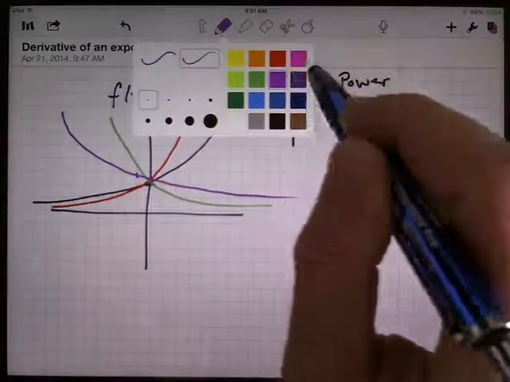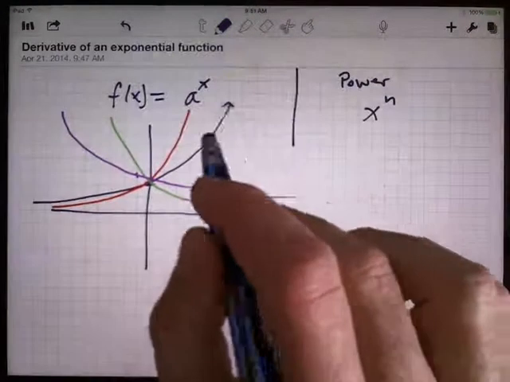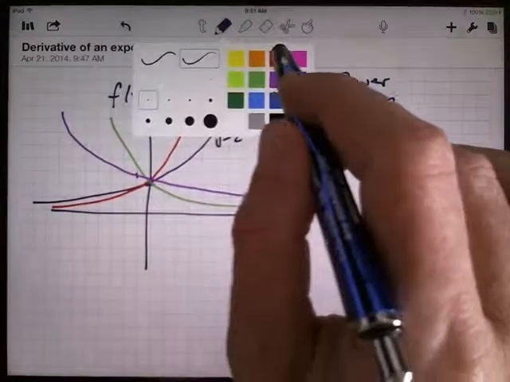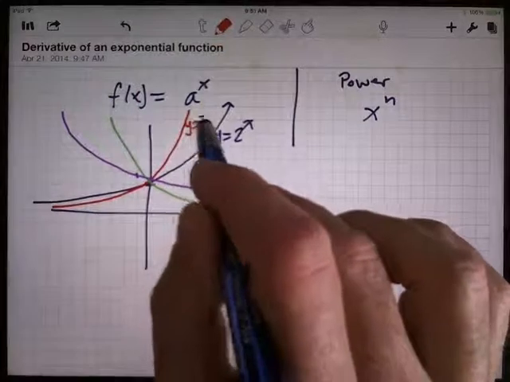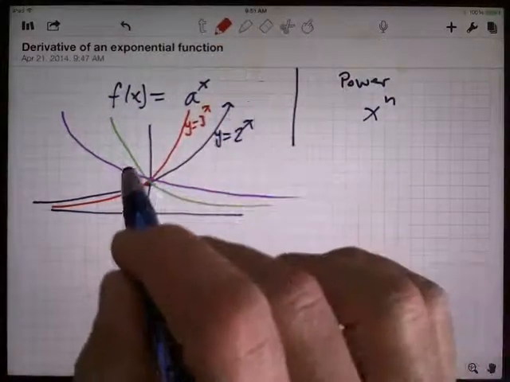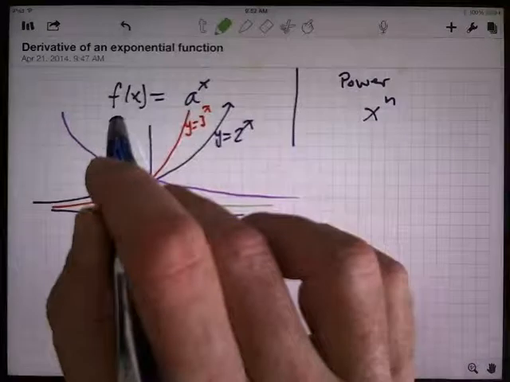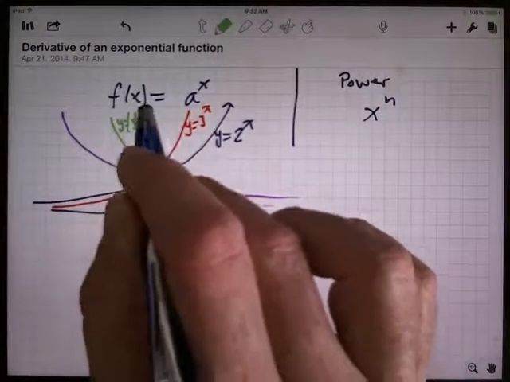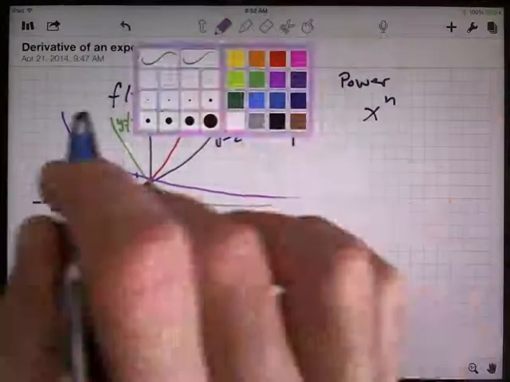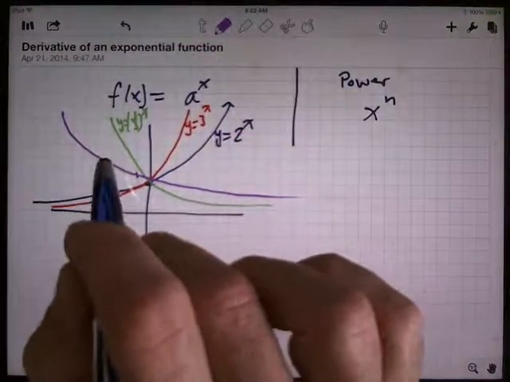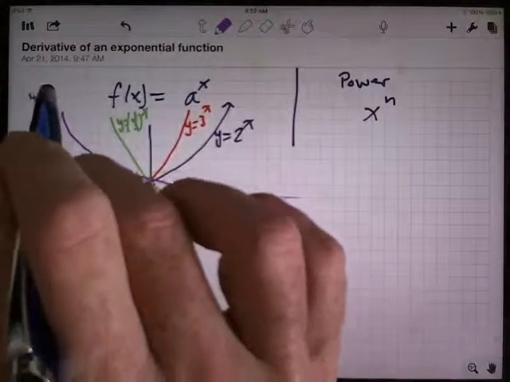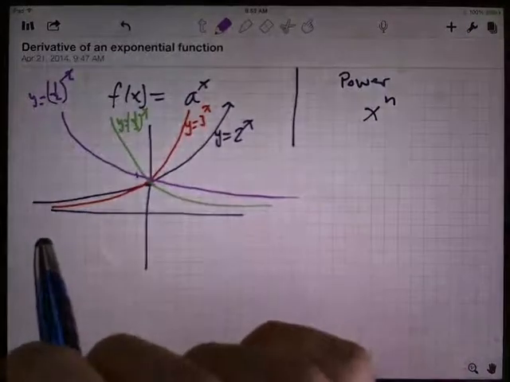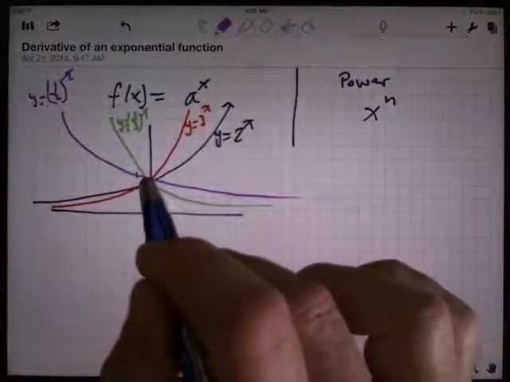The blue one here might be something like y equals 2 to the x, where the red one might be something bigger, like y equals 3 to the x. Headed downhill, you have some fractions here, so maybe y equals (1/3) to the x. Or in purple here, if I'm trying to do the mirror image of that one, this would be y equals (1/2) to the x. All of them pass through here.